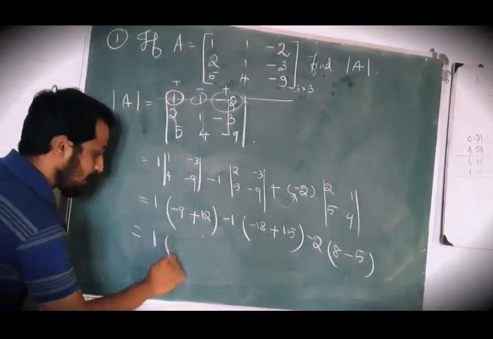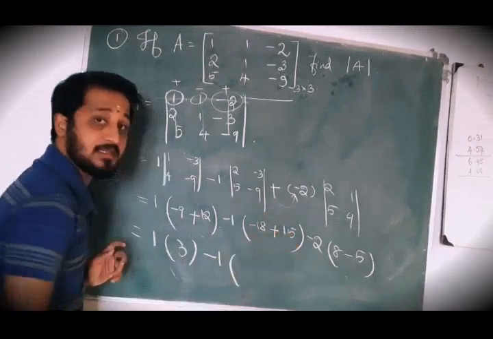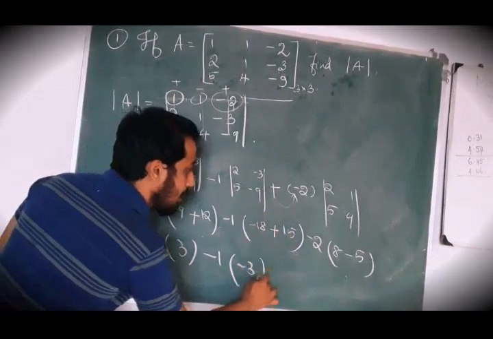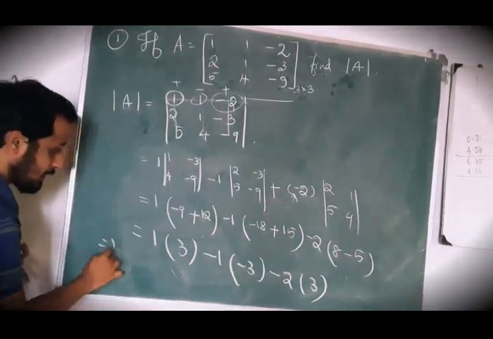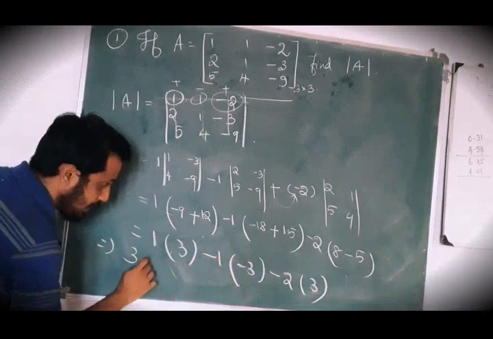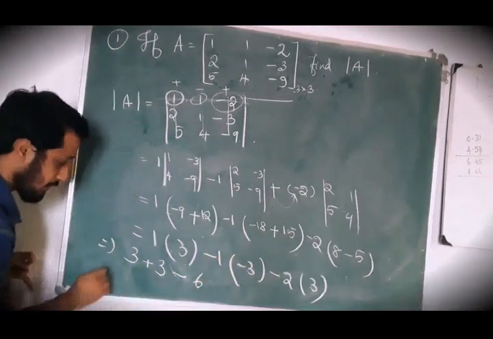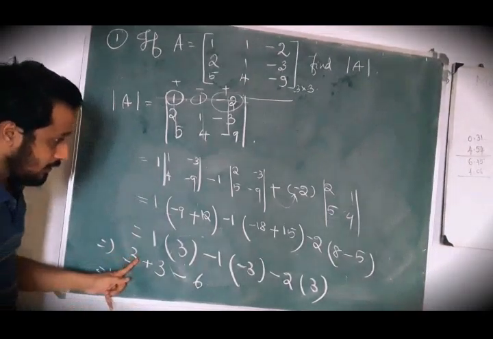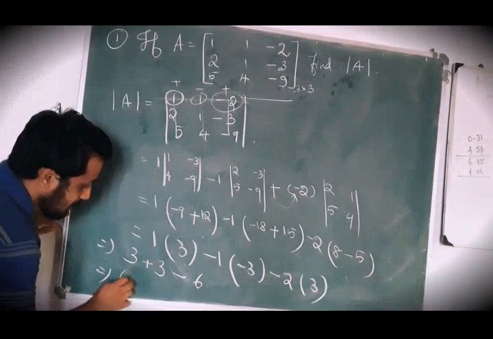So that is 1 into (12 minus 9, which is 3), minus 1 into (15 minus 18, which is minus 3), minus 2 into (8 minus 5, which is 3). Listen here: 1 into 3 is 3, minus into minus is positive so 3 plus 3, and 3 2s are 6. So 3 plus 3 is 6, minus 6. The determinant is 0.